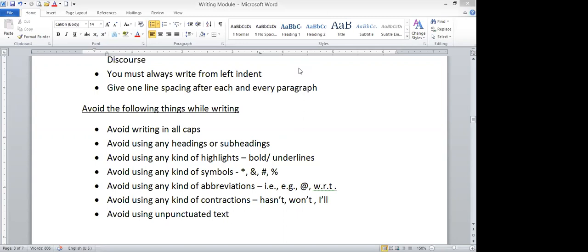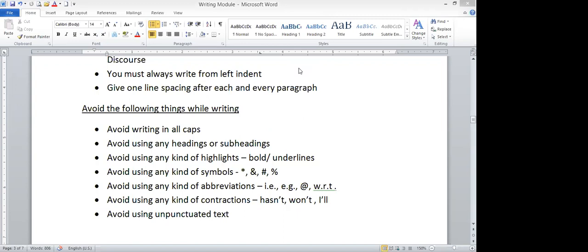Also, using symbols is strictly restricted. So you should not write in bullet form. You should not write with symbols like and or with percentage symbols. For example, if you still want to write like 50% of people, that is fine. But other than that, especially bullet points or asterisks should not be given in your writing.